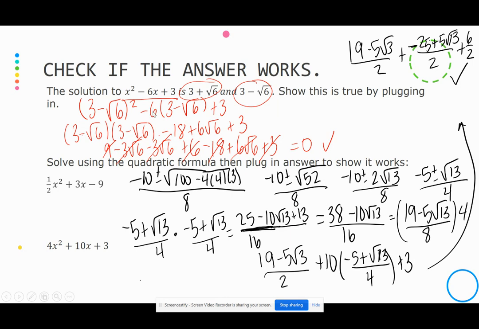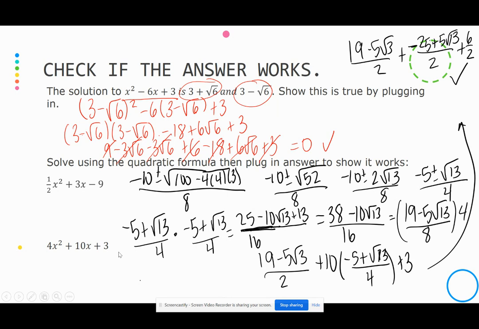We distributed it here, and we got negative 6 times 3, which is negative 18. Negative 6 times negative square root of 6, which is plus square root of 6 times square root of 6, plus 3. And then if we combine our like terms, 9 plus 6 plus 3 is 18. Minus 18 gives me none. 6 square root of 6 minus 3 square root of 6 minus 3 square root of 6 gives me 0, which is what I wanted. When you have solutions, you want them to be 0.